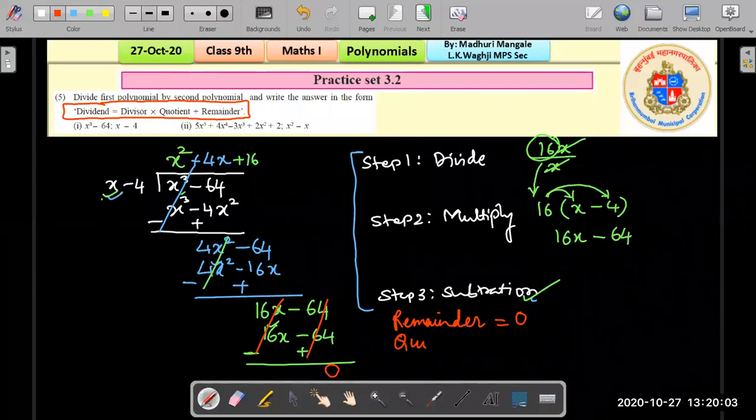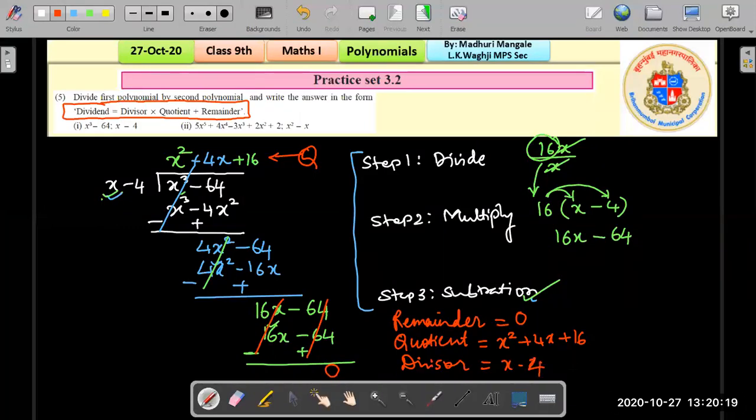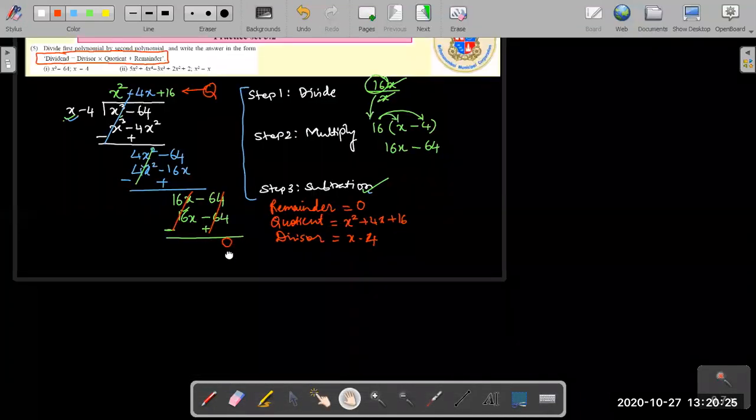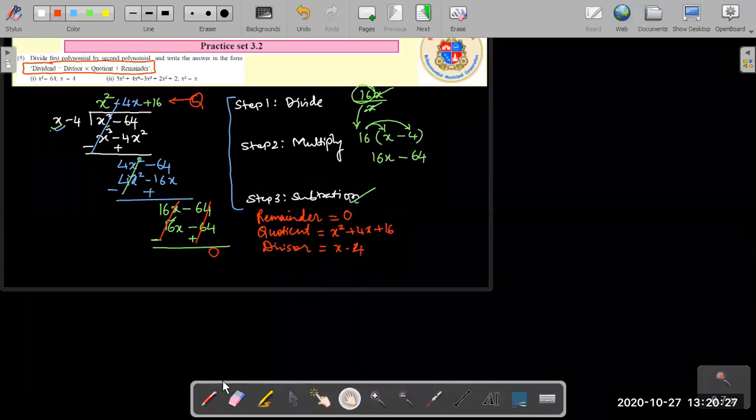What is the quotient? Quotient is the expression at the top. So the quotient over here is x squared plus 4x plus 16. What is the divisor? The divisor is equal to x minus 4. And of course, the dividend, that is x cubed minus 64. And then we are just asked to write it in a particular format. We will be writing it in that format.